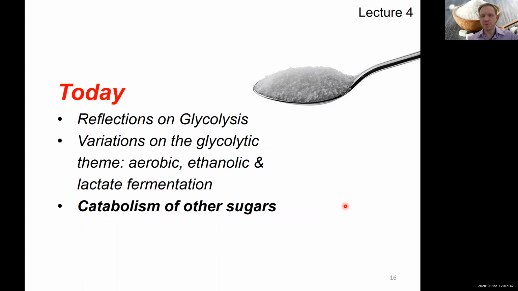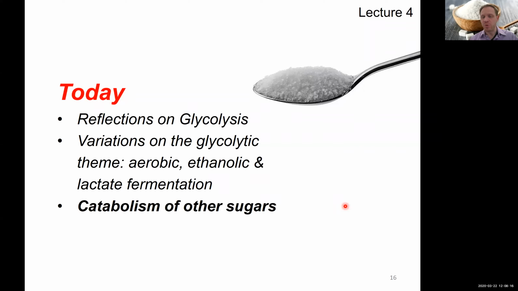Hello everyone to part 2 of our BIS103 lecture 4. In part 1, we recapped a little bit of our aerobic glycolytic pathway, and we spoke about some variations on this pathway, specifically looking at what happens under anaerobic conditions, looking at fermentation. But we looked at only glucose as our substrate for the breakdown of sugars.